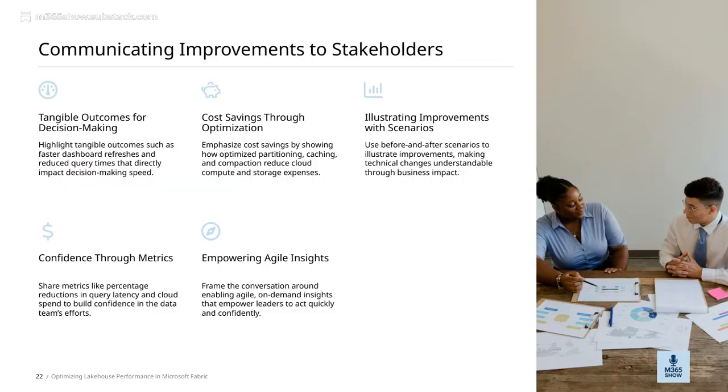Now, let's talk about how we communicate these improvements to our stakeholders. The key is to frame the conversation around enabling agile, on-demand insights that empower our leaders to act quickly and confidently. When we share these updates, it's important to highlight metrics like percentage reductions in query latency and cloud spend, because these figures help build trust and confidence in the data team's efforts.